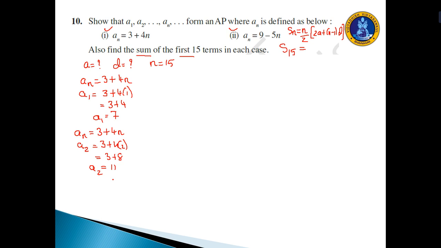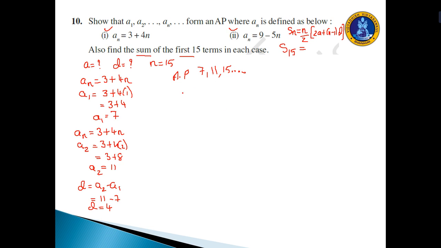So we have got an arithmetic progression now, that is 7, 11. Now if you see the difference, d is equal to a2 minus a1. So 11 minus 7, that is 4. So I have to add 4. So we have the arithmetic progression, 7, 11 and 15.